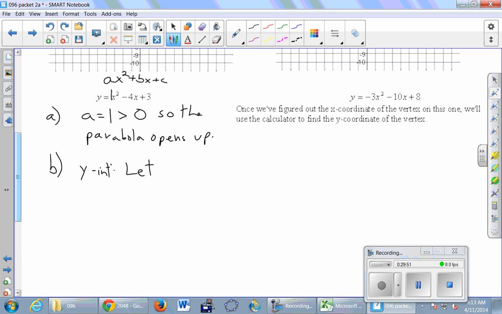So what do we do whenever we want to find y-intercepts? If you let what equal 0? X, the other letter. So we'll let x equal 0. Let's give that a shot. So we're just rewriting this equation, but all of those x's become 0. So it's 0 squared minus 4 times 0 plus 3.